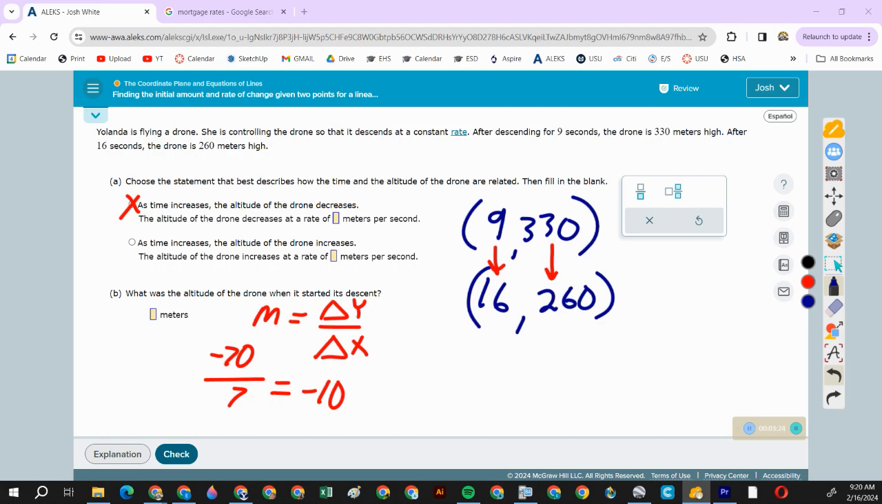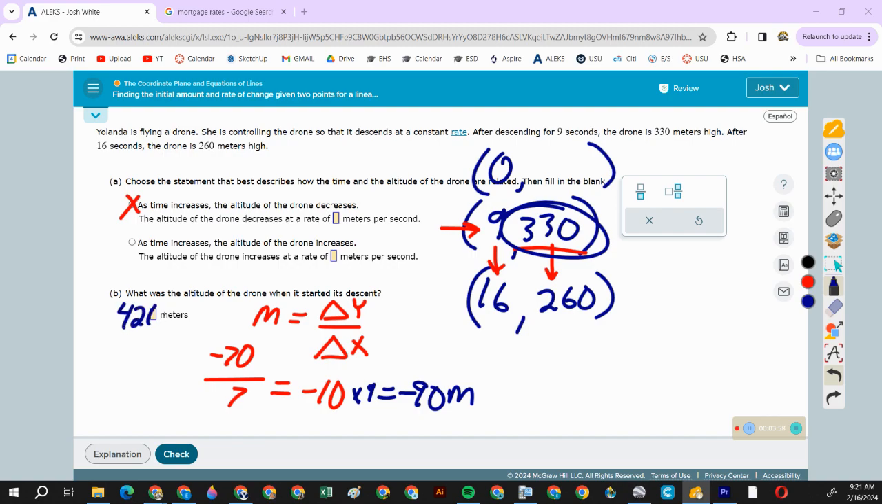So what was the altitude of the drone when it started its descent? Well, if 9 seconds in, it's 330 meters high, then we need to backtrack 9 seconds. So if we times this by 9, that is a drop of 90 meters. So to figure out how much there is at 0, I just need to add 90 to that, which is going to be 420 meters. That's how high the drone started.